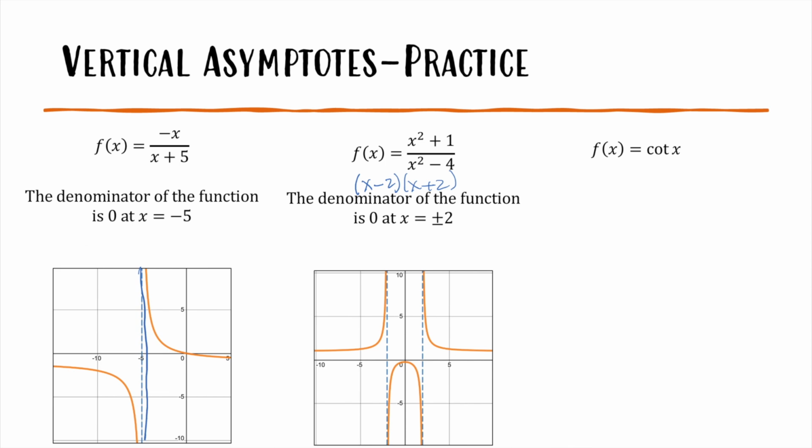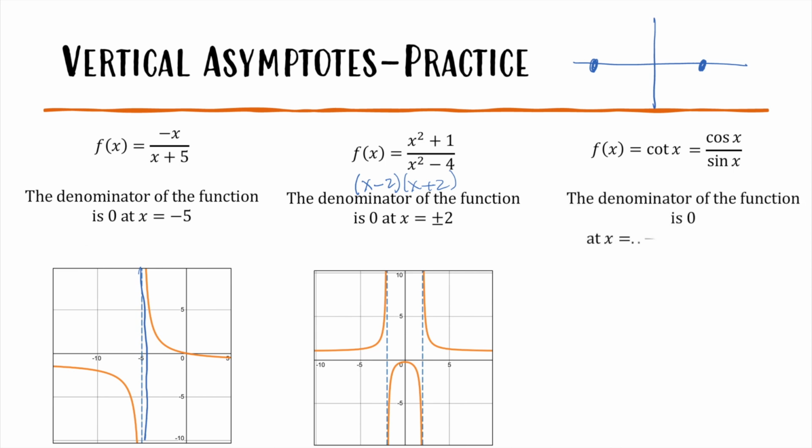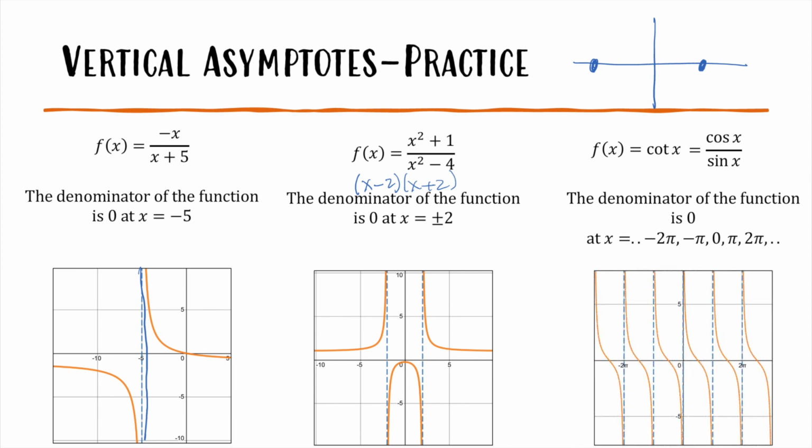Oh, cotangent of x. Do you know the vertical asymptote of that off the top of your head? Let's rewrite it as cosine x over sine x. And if we have our unit circle here, sine of x is 0 anytime it's at the x-axis. So that's any multiple of pi, basically. All right, next one.